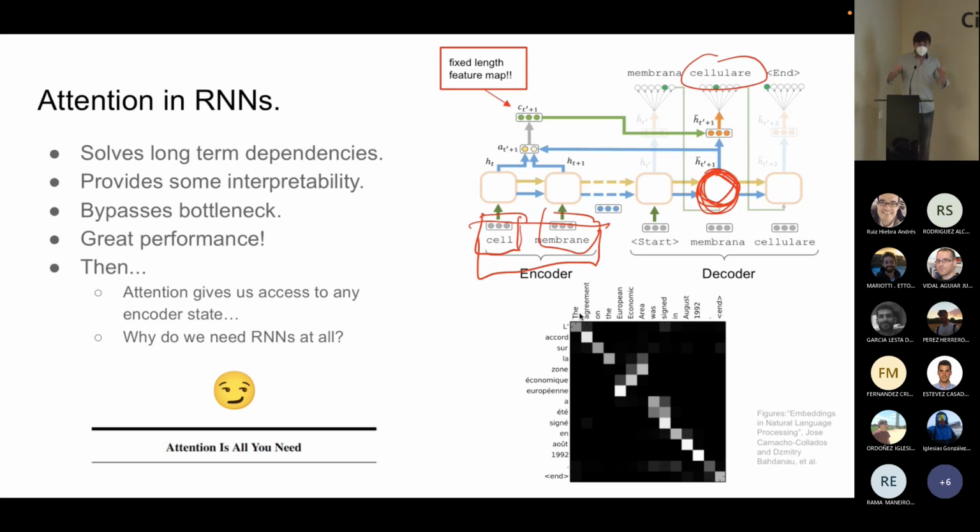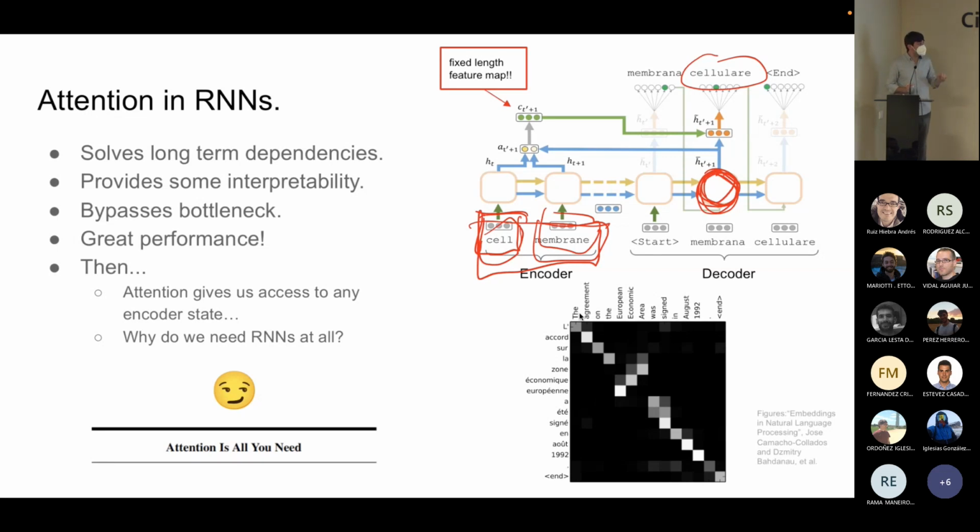You have to get the idea that attention takes a variable length sentence or sequence and focuses on the most important parts. In this case, from cell membrane, when we are trying to translate cellulare, it will focus on membrane, on cell. And that's a really powerful mechanism.